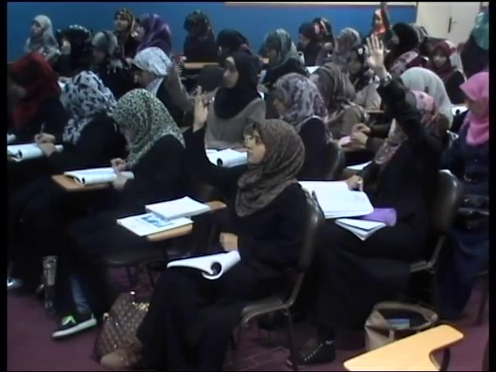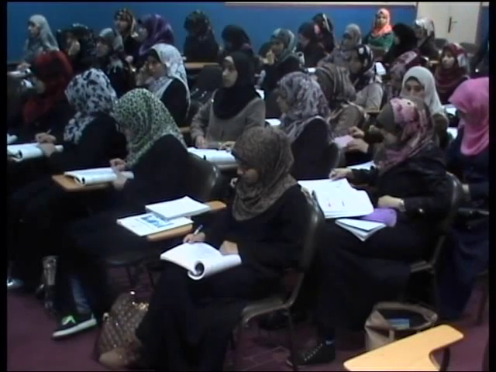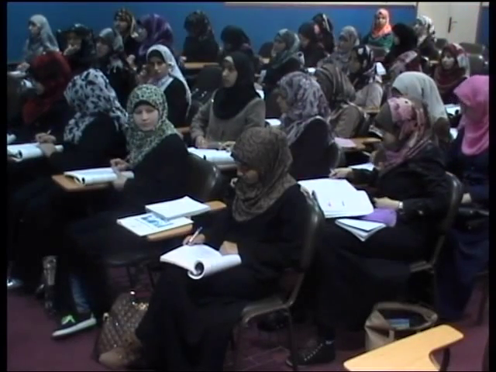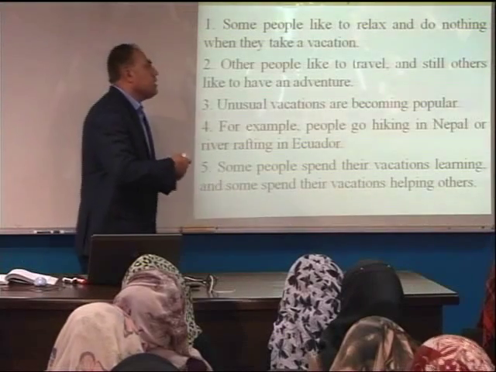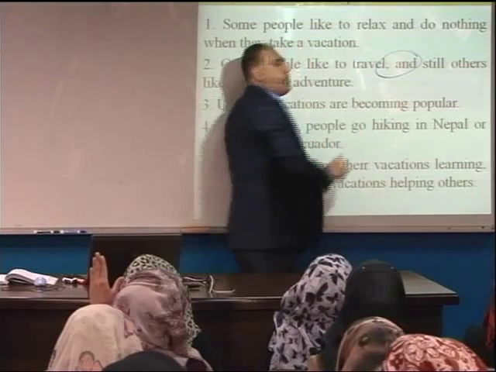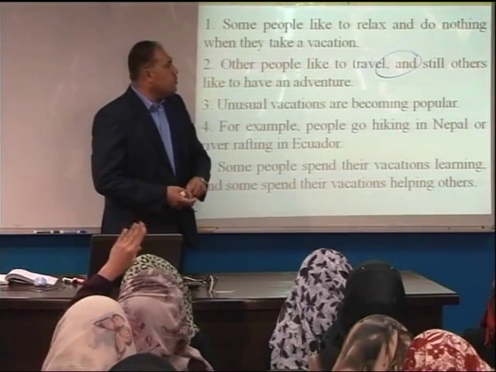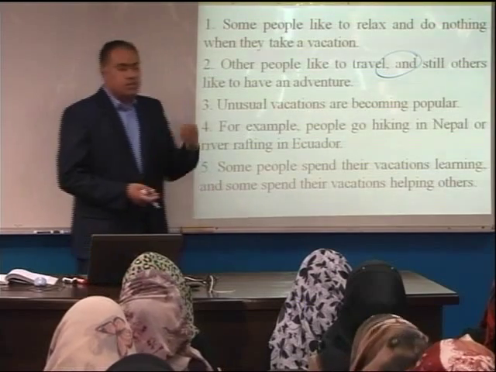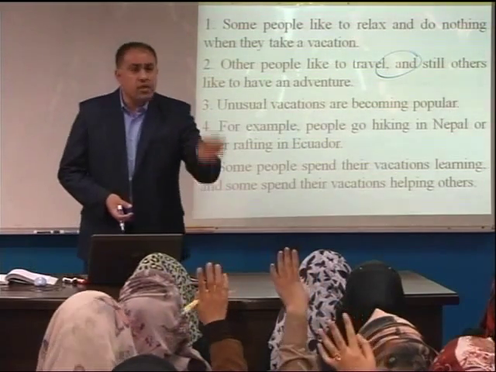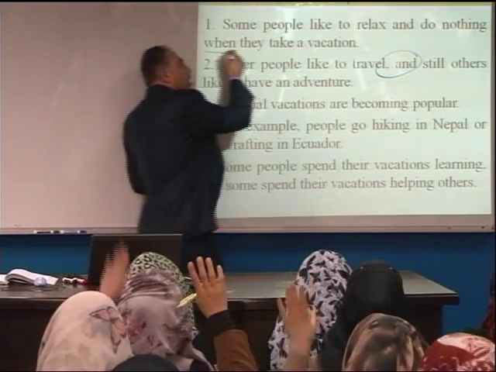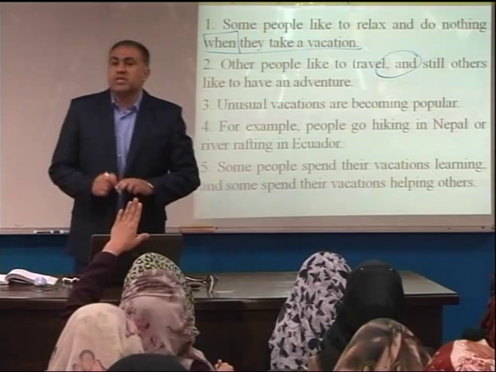Let's see the first one. Yes, please. Other people like to travel and still others like to have an adventure. Compound. Number 2 is a compound. Is that right? Yes, because of the connector here joining the two sentences. The first one is: some people like to relax and do nothing when they take a vacation. This is a complex sentence because we have a subordinator linking the two clauses.